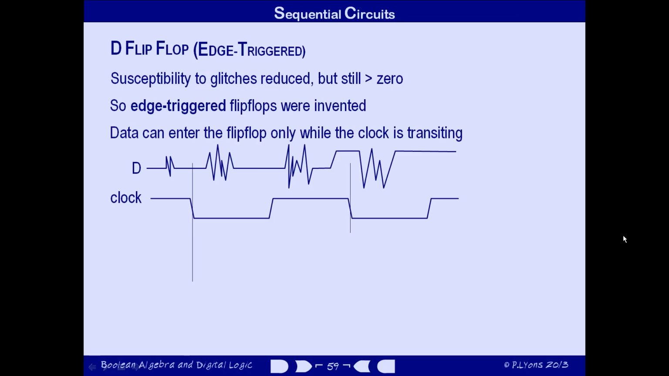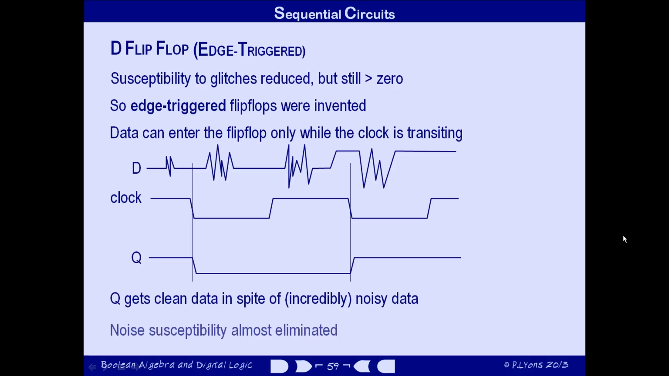But if we pick up the data only at the instant when the clock signal is going from a high voltage to a low voltage, then the time when the circuit is susceptible to glitches is much less than before. And we can also play the same trick that we played before, taking a great deal of care to design the computer so that the glitches are highly unlikely at the moments when the clock is transiting. This approach almost eliminates susceptibility to noisy data, sufficiently to make it the approach that is used in modern computers.